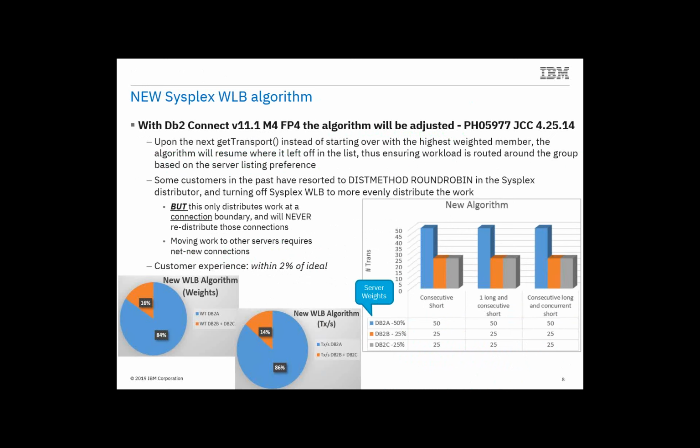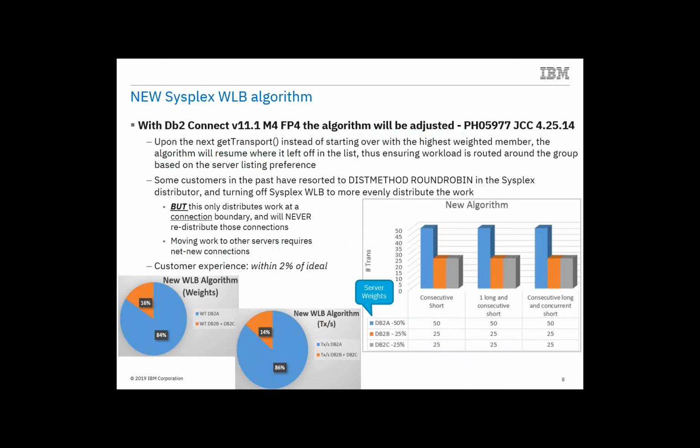And in my customer example on the bottom left, after they implemented this new algorithm, you see the weights on the left chart. So member DB2A was weighted 84%, and the other 2 members were 16. In this new algorithm, the accounting reports and the number of transactions run were within 2% of ideal, meaning within 2% of how WLM had weighted those servers.